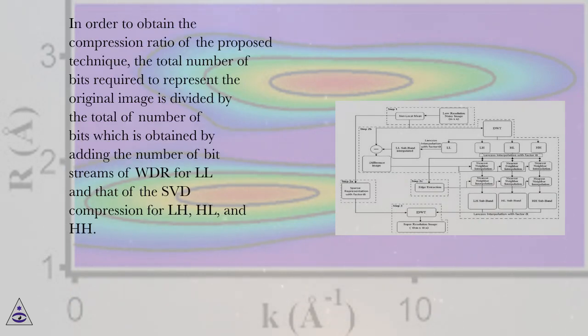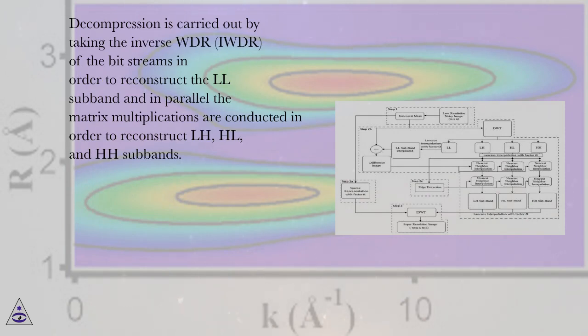In order to obtain the compression ratio of the proposed technique, the total number of bits required to represent the original image is divided by the total number of bits, which is obtained by adding the number of bit streams of WDR for LL and that of the SVD compression for LH, HL, and HH.